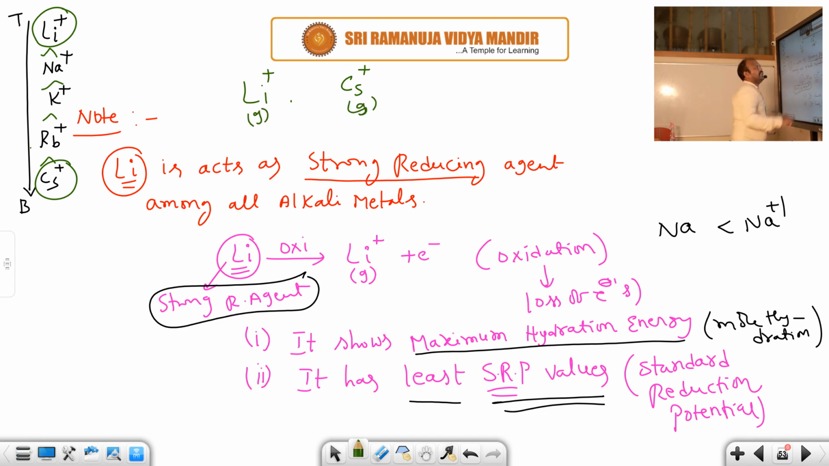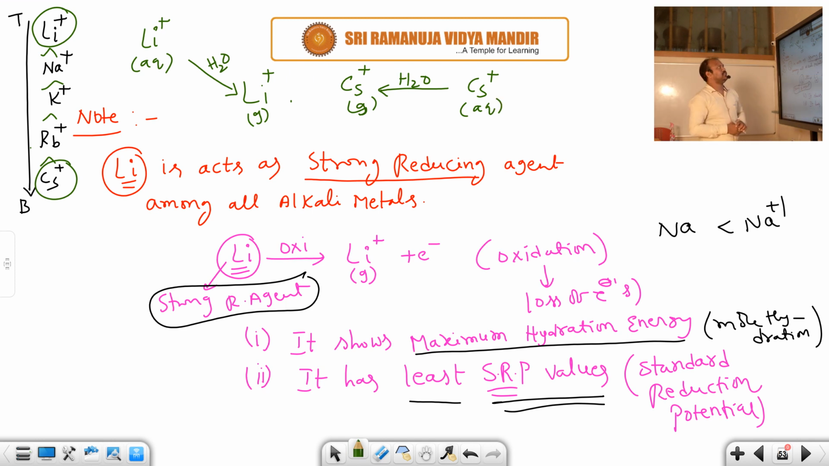Now you are adding water molecules. What will happen? When you add water molecules to lithium plus, it forms lithium plus aqueous, the hydrated lithium plus ion. When you add water molecules to the cesium plus ion, what will happen? Cesium plus aqueous, the hydrated cesium plus ion. So where is the hydration more, students? Where the cation size is very small, in that cation hydration is more. When hydration is more, hydration energy increases. So ultimately the hydrated radius increases.